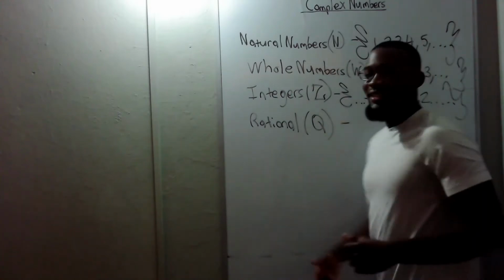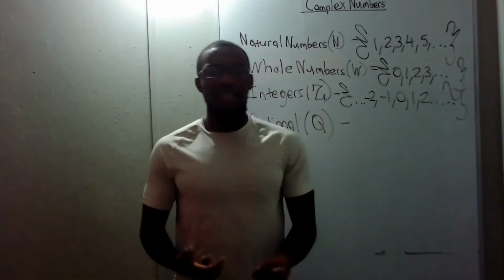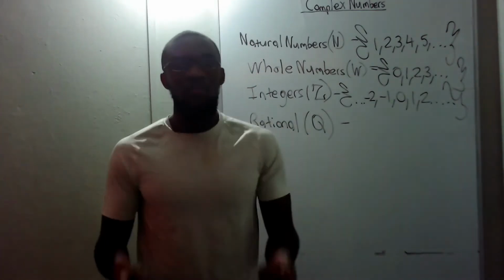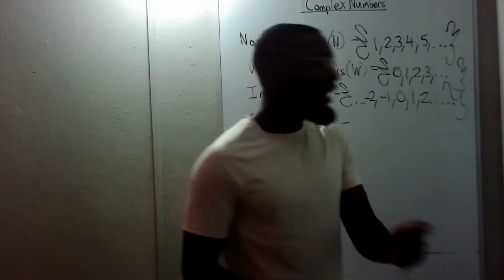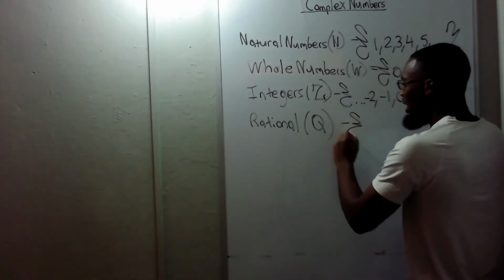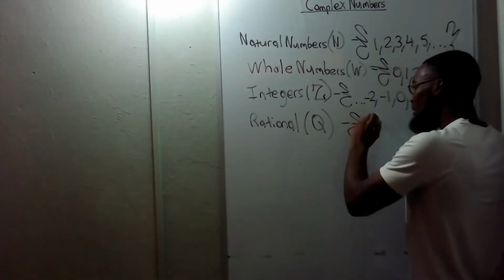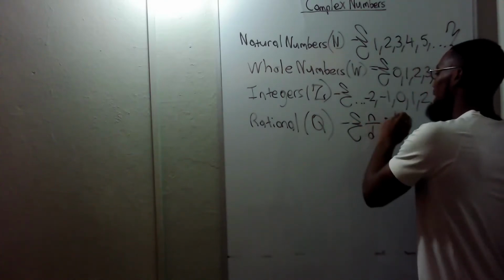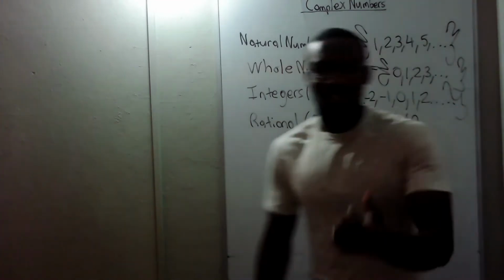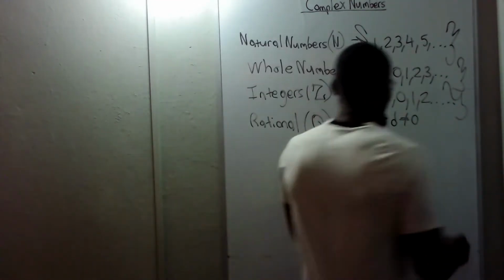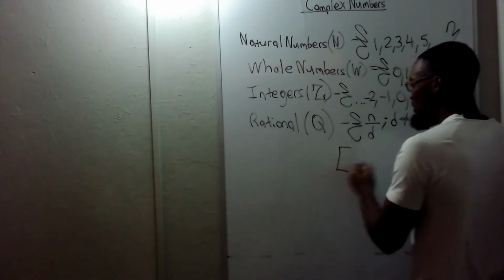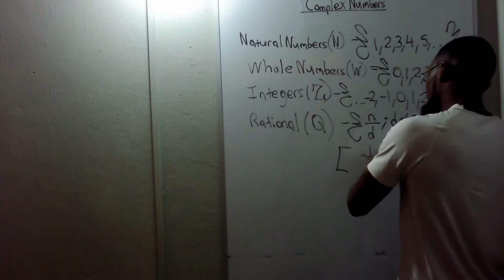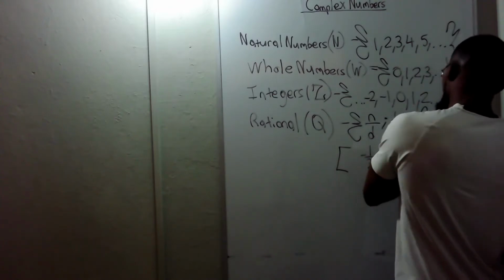Rational numbers are numbers that are fractions, like a half, 1 over 3, 1 over 4. This is how we write rational numbers: numbers that can be expressed as a numerator divided by a denominator, where the denominator is never 0. Some examples are negative 1 over 3, a half, 2 over 7, and stuff like that.